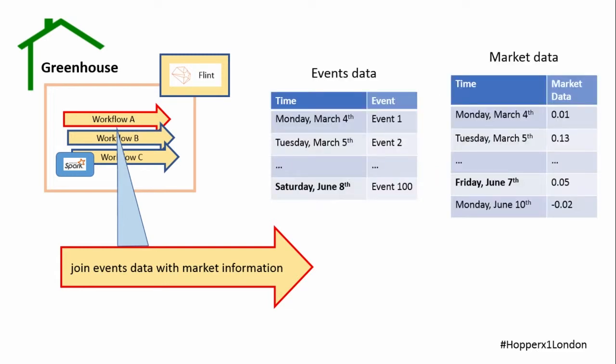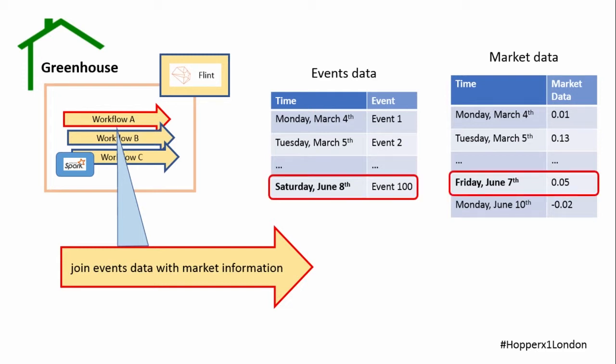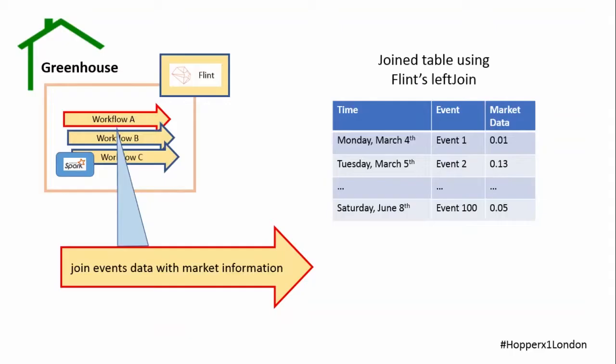So going back to our example tables, this means that the Saturday, June 8th event would need to be matched with the market data from Friday, June 7th. There's no market data on Saturday, June 8th, so that's why we look back into the past to find the next most recent row, which is from June 7th. The result of this Flint left join is a join table that has relevant market information for every event that we observe in our left table.